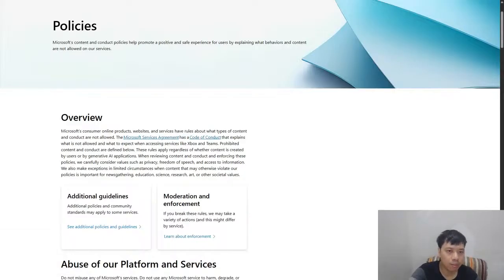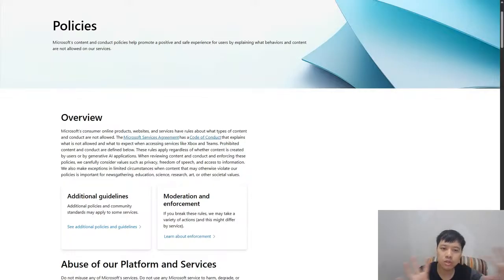Microsoft consumer online products, websites, and services have rules about what type of content and conduct are not allowed. The Microsoft Service Agreement, so if you have Xbox, by the way, and I think Skype is discontinued already. The terms are available here, Microsoft Service Agreement, and code of conduct that explains what is not allowed and what to expect when accessing services like Xbox and Teams, right? Prohibited content and conduct are defined below.